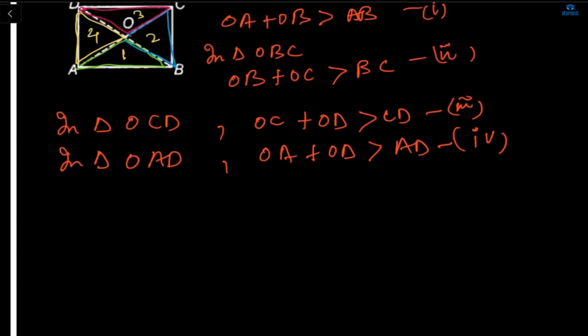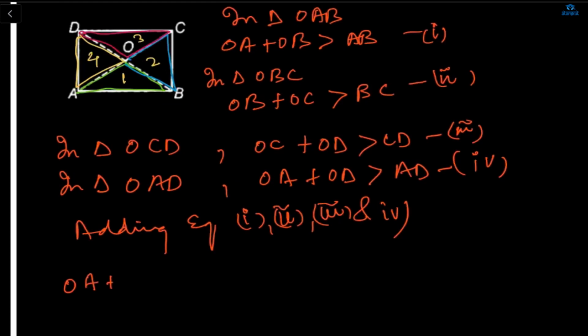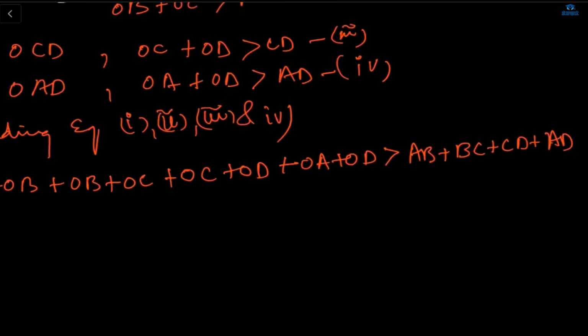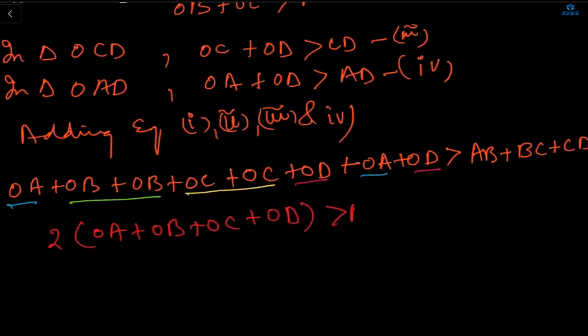Now adding equations 1, 2, 3 and 4. After adding all the equations, what will you get? OA plus OB plus OB plus OC plus OC plus OD plus OA plus OD is greater than AB plus BC plus CD plus AD. Now here you can see that all the things are doubled: OA, OA, OB, OB, OC, OC, OD, OD. So we can write 2 times OA plus OB plus OC plus OD will be greater than AB plus BC plus CD plus AD.